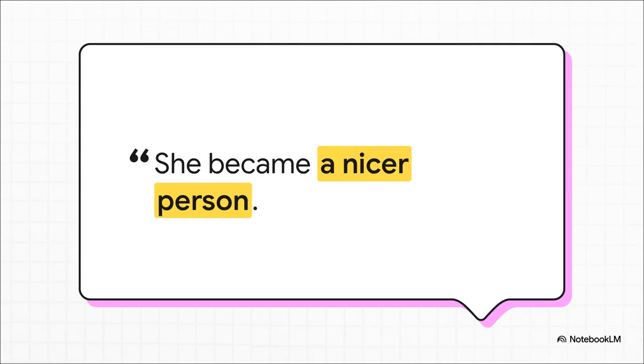She became a nicer person. Who became a nicer person? She did. See? The phrase a nicer person isn't receiving an action. It's just telling us what she became. It completes our understanding of the subject. That's why it's called a complement.